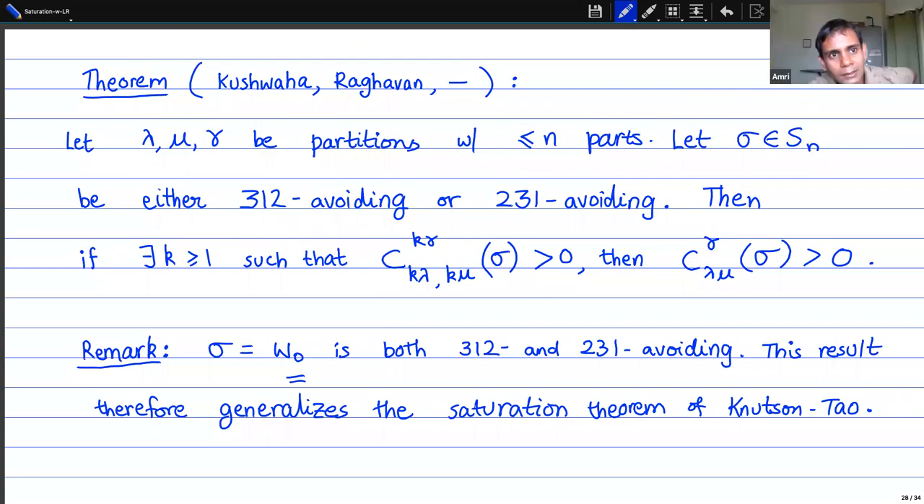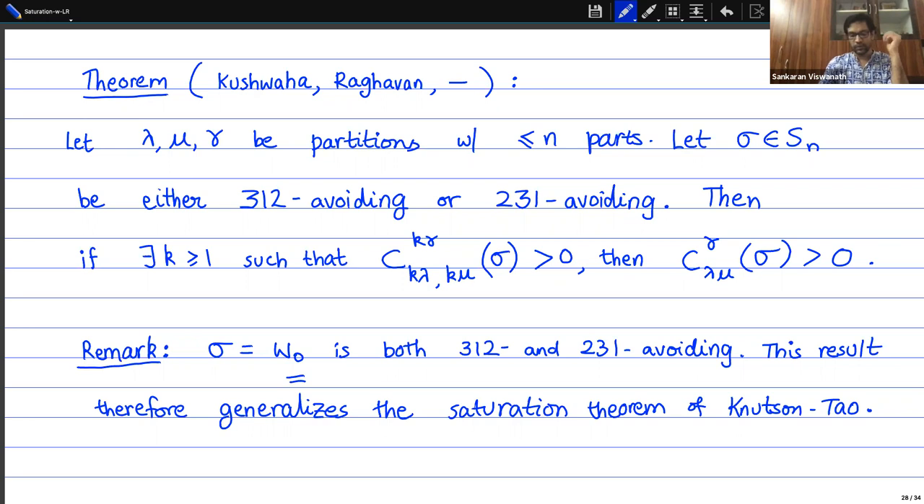Just a quick question. Do you expect this to fail when sigma is not avoiding these patterns? Okay, good question. We ran a lot of SAGE computations for SL5 and GL5 and so on, without really finding a good answer, so we don't know if it will fail. These two conditions are the case in which we can prove it, because we are using results of Stanley and others, where these are known to be the cases where the Gelfand-Tsetlin polytope is very simple. So it comes from there.